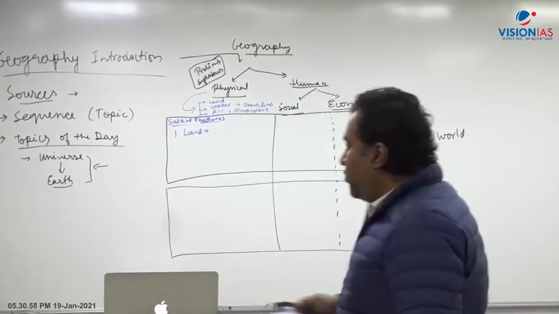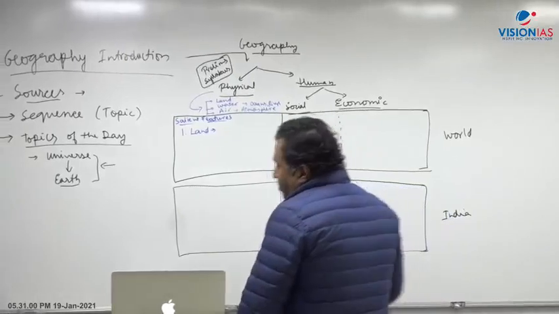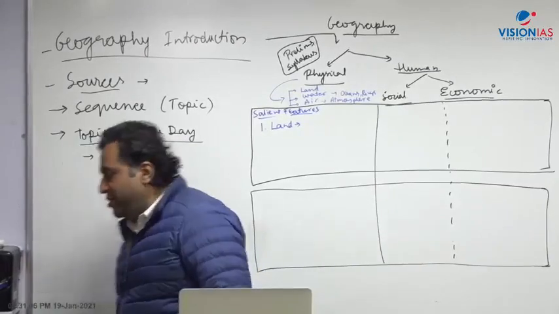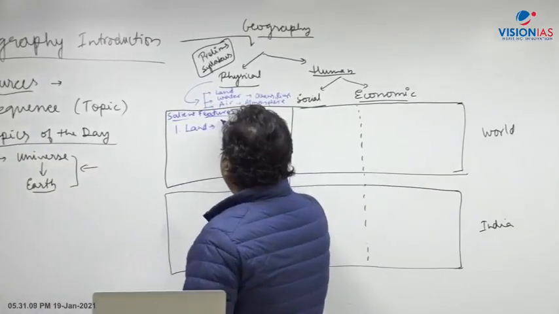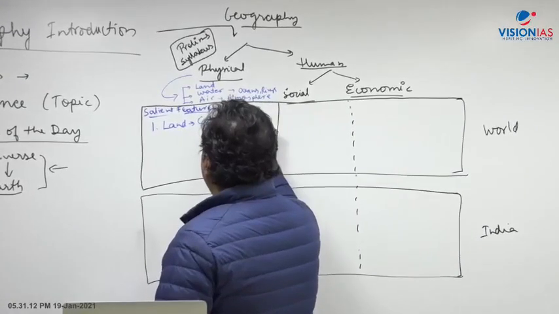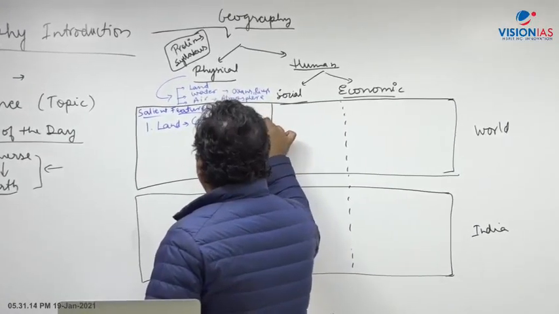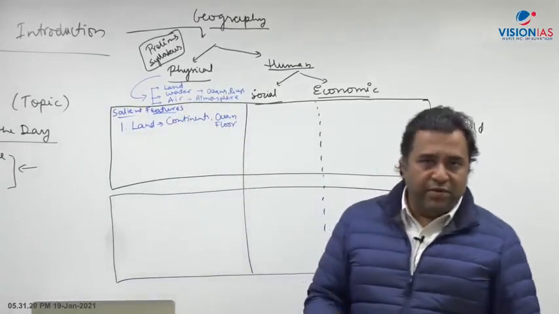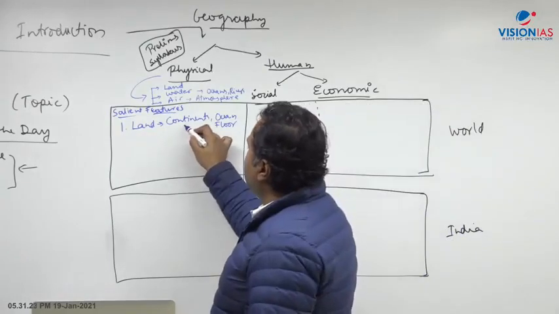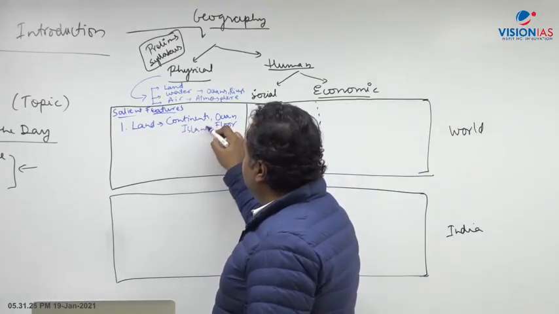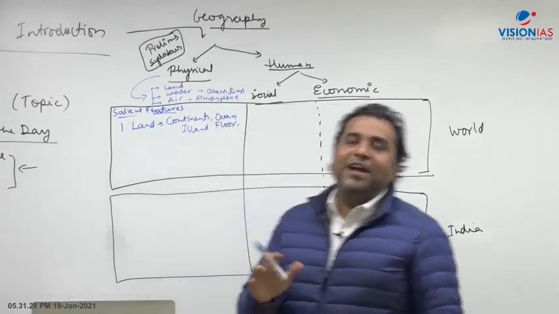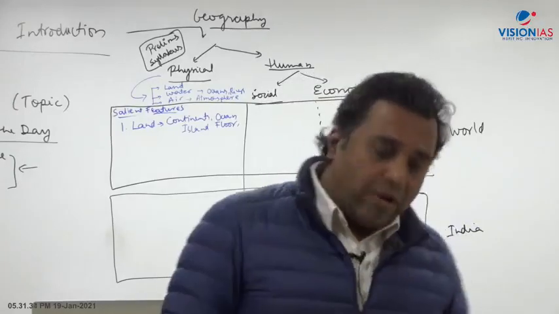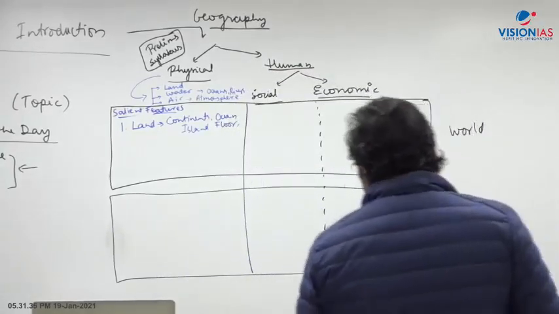So if I have to write the big land features on the earth, we can say continents, ocean floor, not the surface. I'm talking of ocean floors, continents, ocean floors, islands. These are the big land features that you have. And then when you get into the continent, how would you look at the continent?